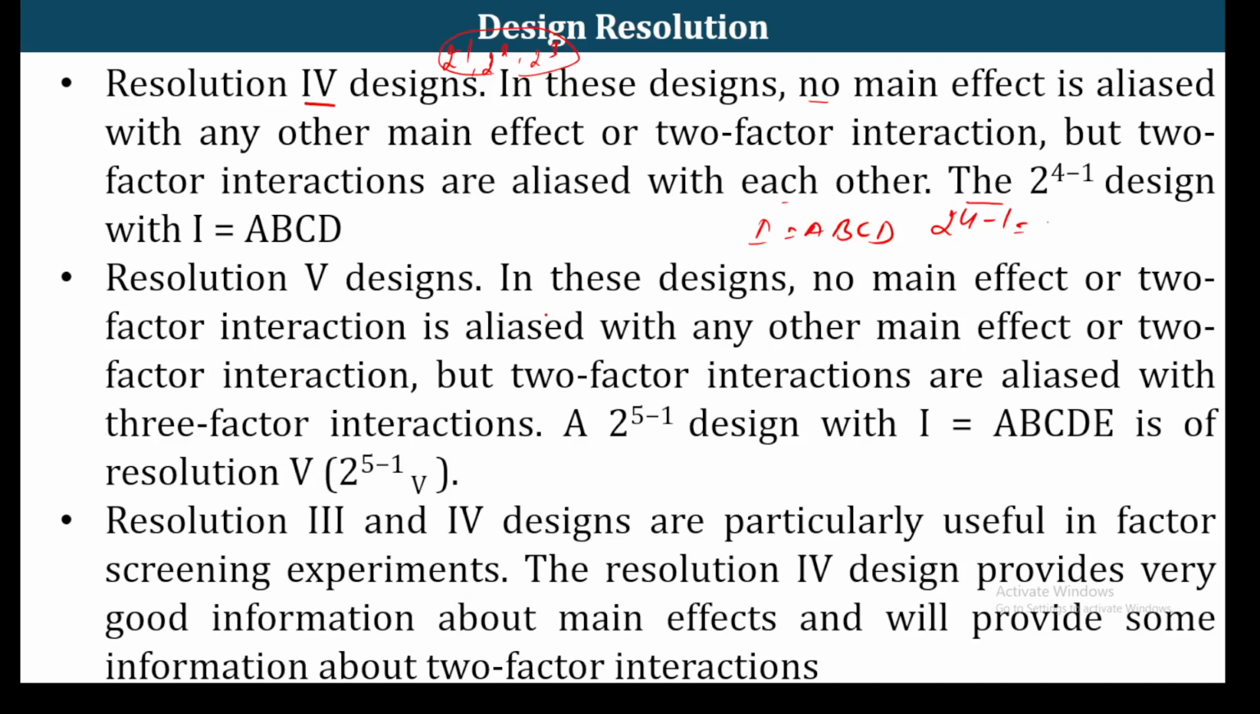But in the case of resolution 5 design, no main effect or two-factor interaction is aliased with any other main effect or two-factor interaction. Two-factor interactions are not going to be aliased with two-factor interactions, but two-factor interactions are aliased with the three-factor interaction. So 2 to the power 5 minus 1, so that I equal to ABCD is going to be aliased. So 4 with the I equal to ABCD is of the resolution 4.